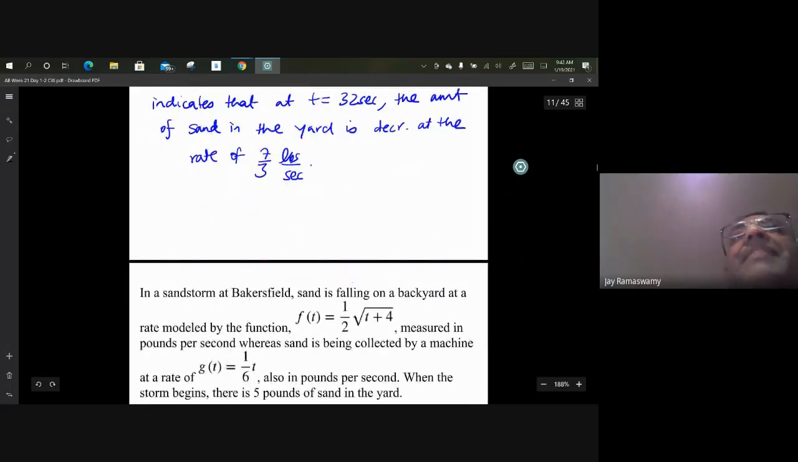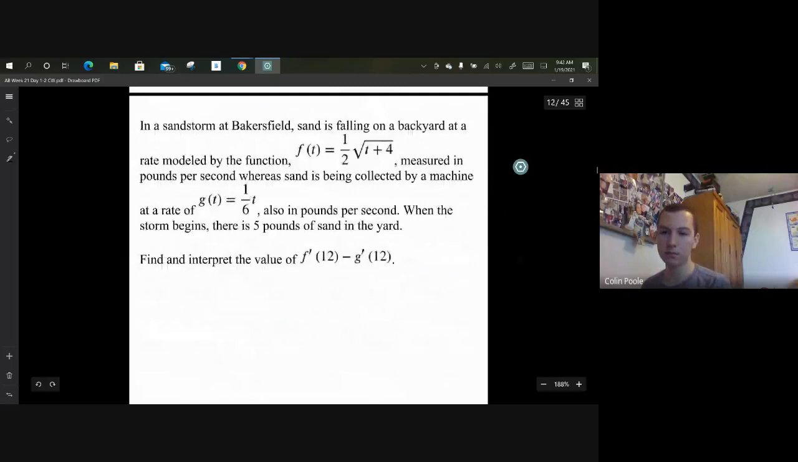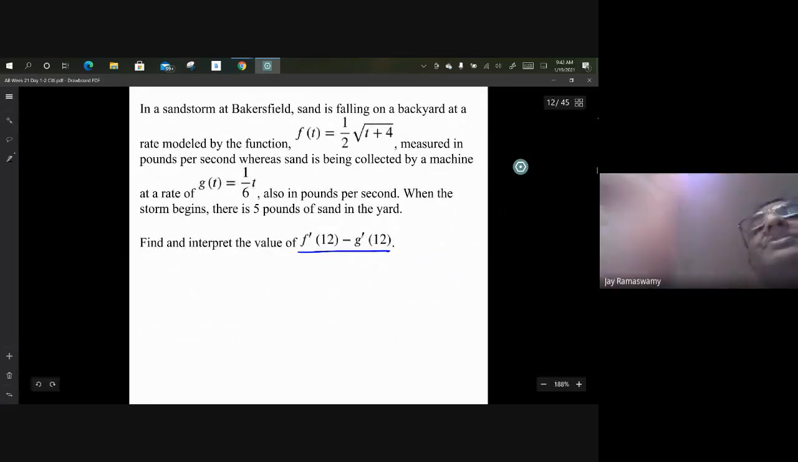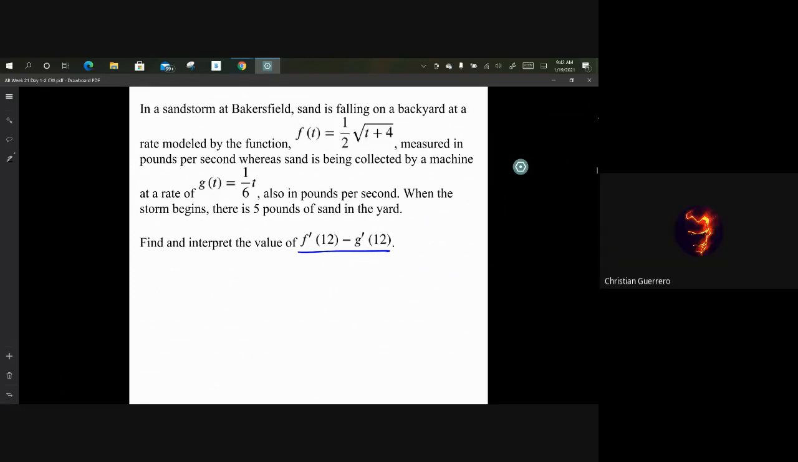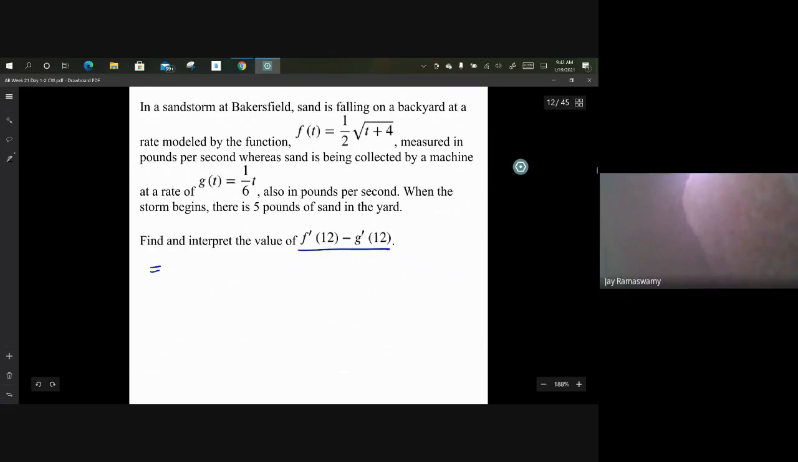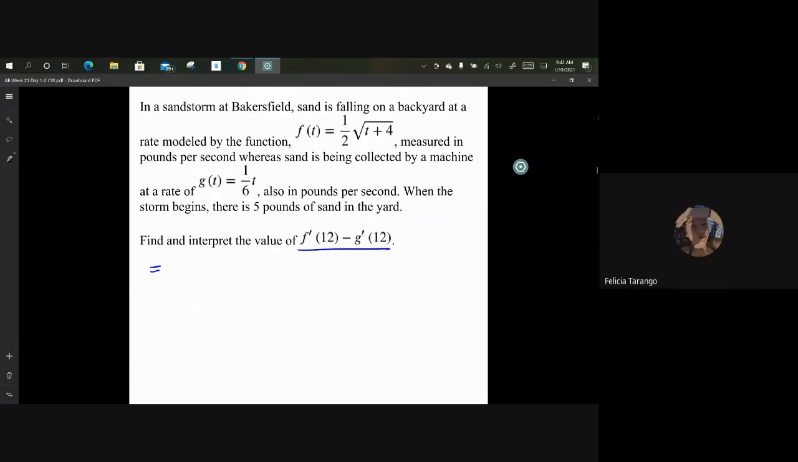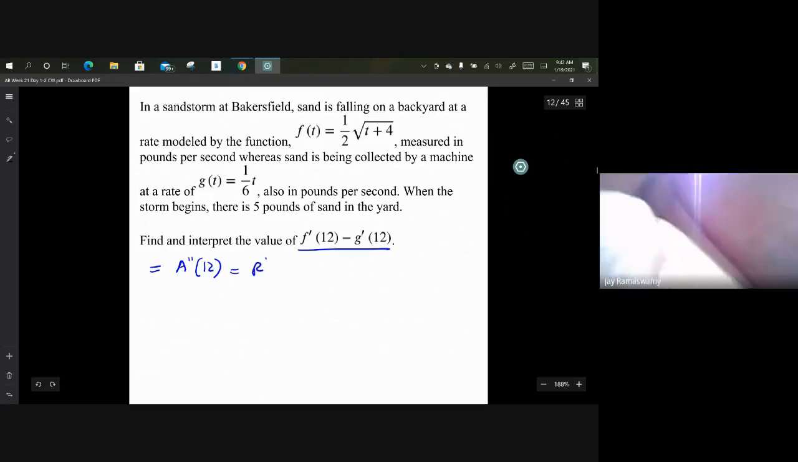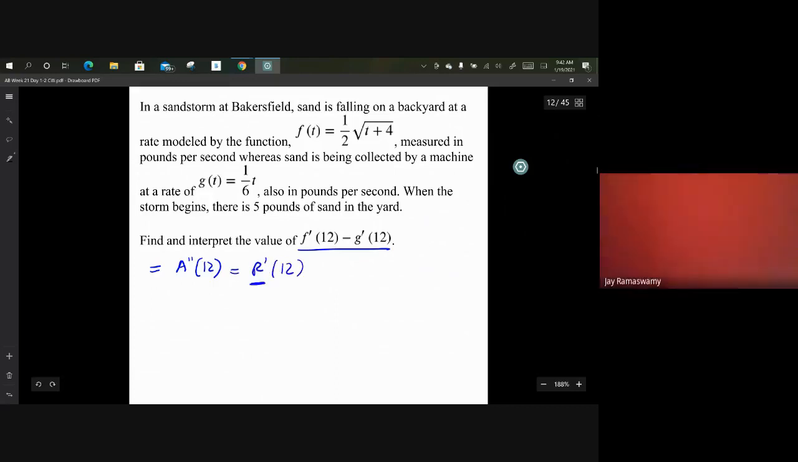Next page, write on page 11, please. Write the question. And what's f dash of 12 minus g dash of 12? A double dash of 12, which is nothing but r dash of 12. Why is that important? Because look at your base with the first derivative in your interpretations. Guys, I'm writing derivatives, integrals, or plugging it in. Hint, I need f dash of 12 minus g dash of 12.